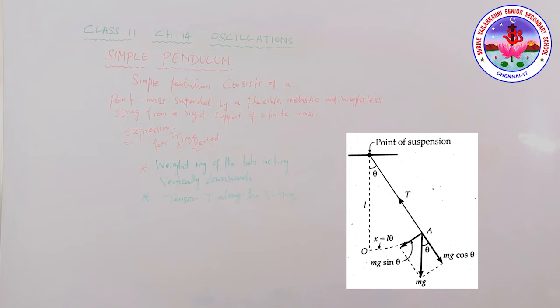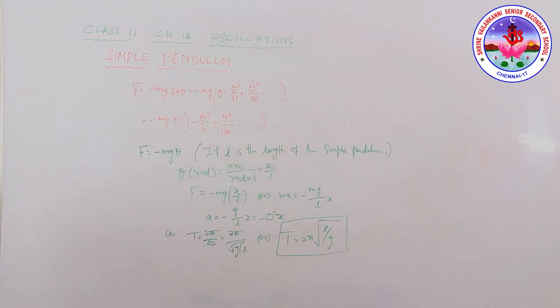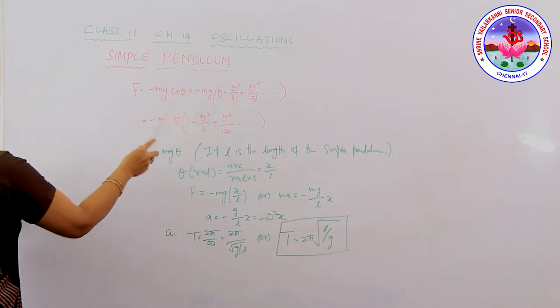The forces acting on the bob are the weight mg acting vertically downwards and the tension T along the string. The force mg has two rectangular components: the component mg cos theta acting along the thread, which is balanced by the tension T, and the tangential component mg sin theta, which is the net force acting on the bob and tends to bring it back to the mean position. So the restoring force F equals minus mg sin theta.